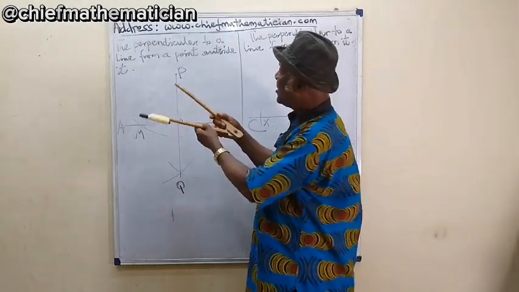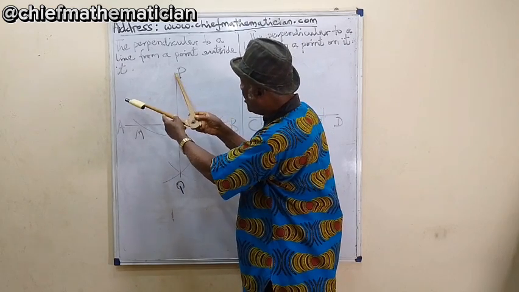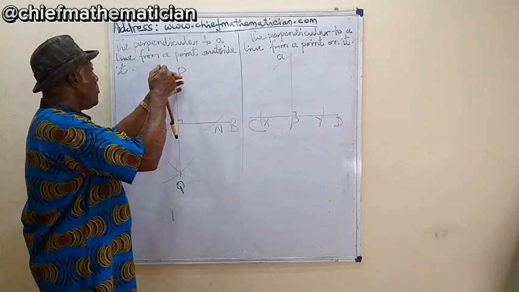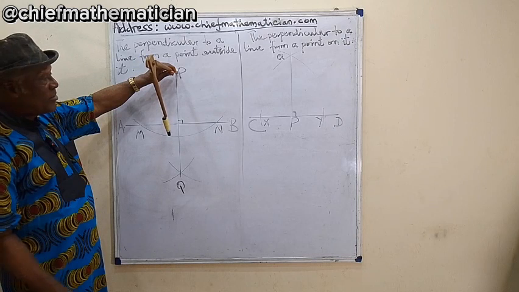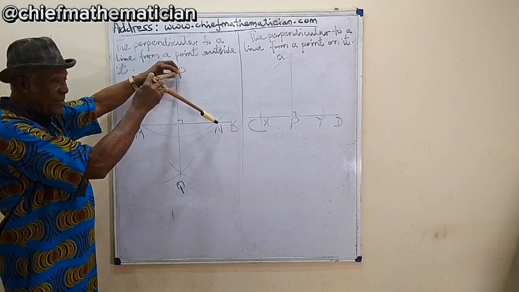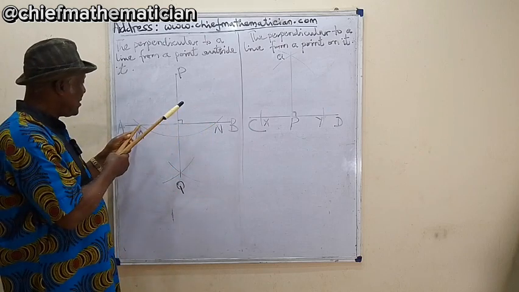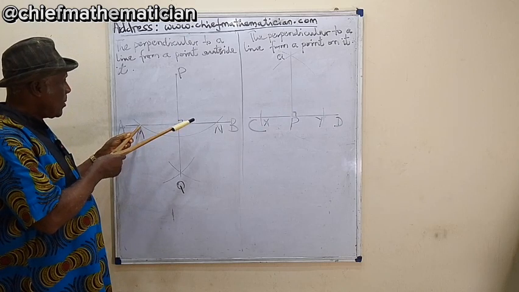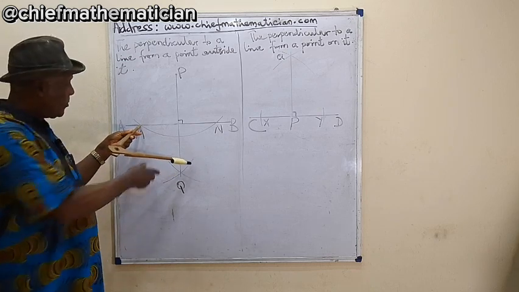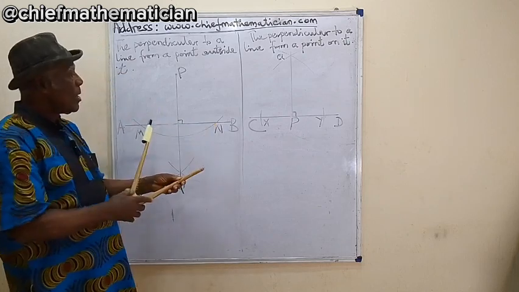What do we do? Using P as center and a convenient radius, you describe an arc to cut AB at M and N. Now, with M and N as centers and a convenient radius, you describe arcs to cut each other at the point Q.